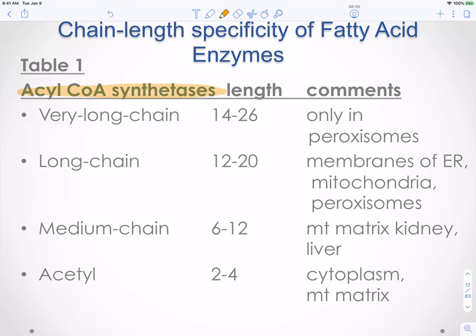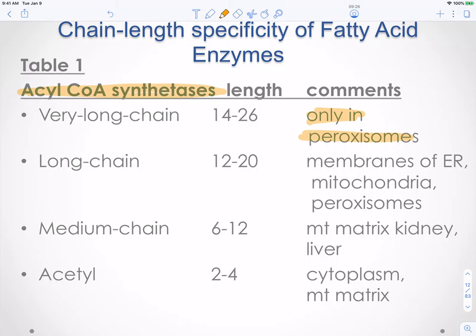There are some comments. Very long-chain fatty acid acyl-CoA synthetases are only going to be in the peroxisome. So these will not be part of the mitochondrial matrix, for example. Our long-chain and medium-chain fatty acid enzymes are going to be a little bit more broadly distributed in our cells, and that's because they have to work in different locations. So long-chain fatty acids are going to be associated with the endoplasmic reticulum, the mitochondria, as well as the peroxisomes. And what that means is that each of those areas is where you can metabolize long-chain fatty acids.